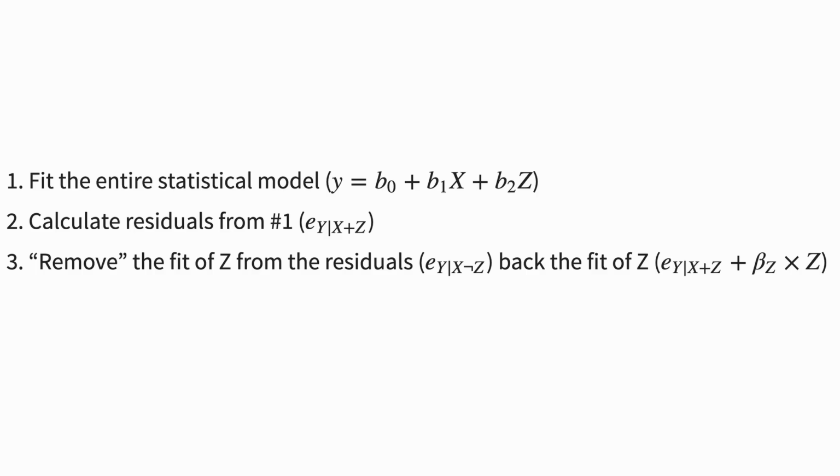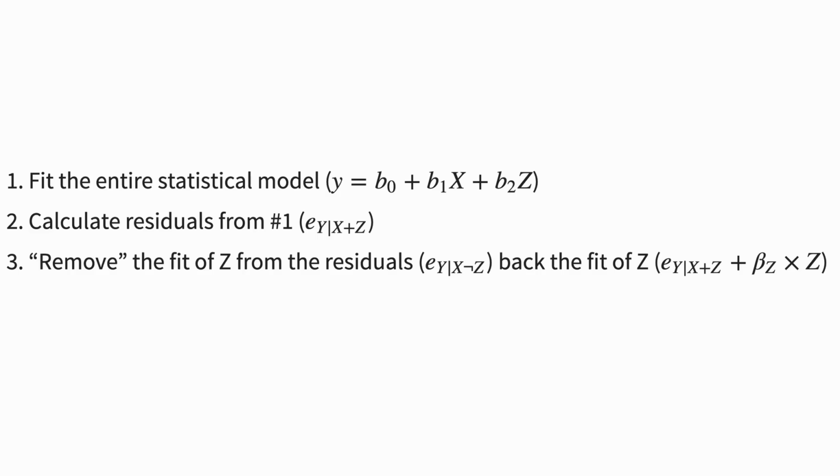Step 3, which is probably the most important part. We're going to take these residuals that have subtracted out the effects of x and z, except now we are going to add back the fit of z. Because remember, we want to know the net effect of z after subtracting out x. And so to do so, we're going to take these residuals, e subscript y given x plus z, and add to them the slope of z times the values of z. And we call these residuals e subscript y given x not z.